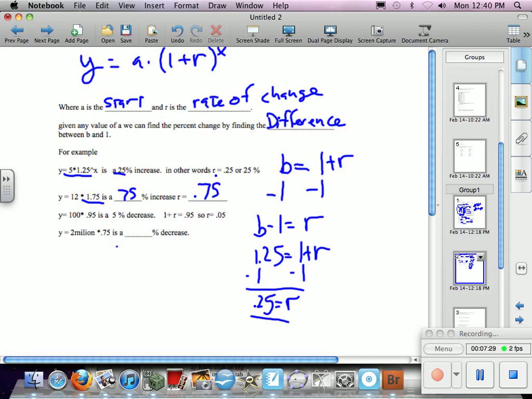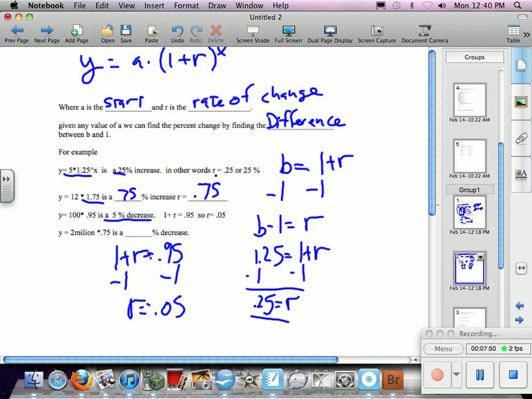So if I know that 1 plus r equals 0.95, as in this next one, okay, then when I subtract my 1, r equals negative 0.05. So this would be a 5% decrease.